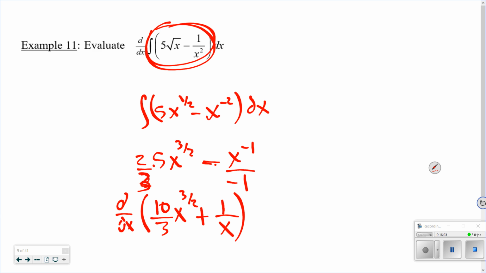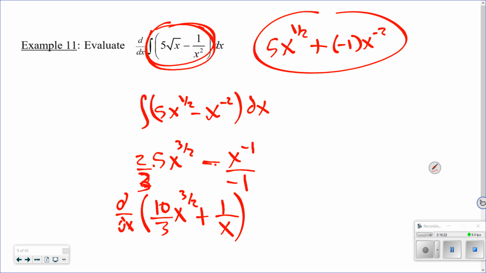Well, if I take the derivative, the 3/2 drops down. 3/2 times 10/3 is just 5. Then subtract 1 from the power. Plus, x to the -1, the -1 drops down. Subtract 1 from the power. And when we get all done here, this ends up being just what's on the inside, which should make sense, right? If I integrate a function and then I take the derivative, those are just inverse operations. They're working in opposite directions.